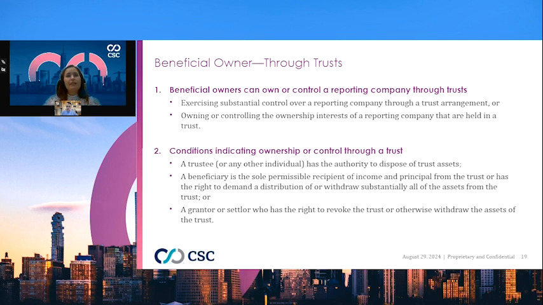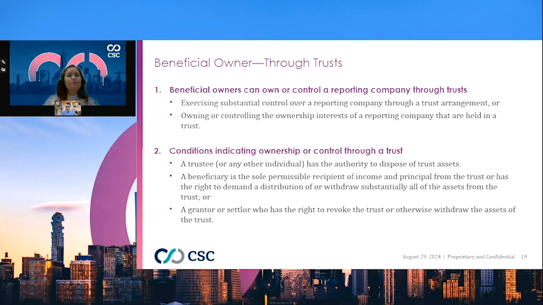1, a trustee or other individual that has the authority to dispose of trust assets. 2, a beneficiary that is the sole permissible recipient of income and principal from the trust, or has the right to demand a distribution or withdrawal of substantially all of the assets from the trust. Or 3, a grantor or settlor who has the right to revoke the trust or otherwise withdraw the assets of the trust.